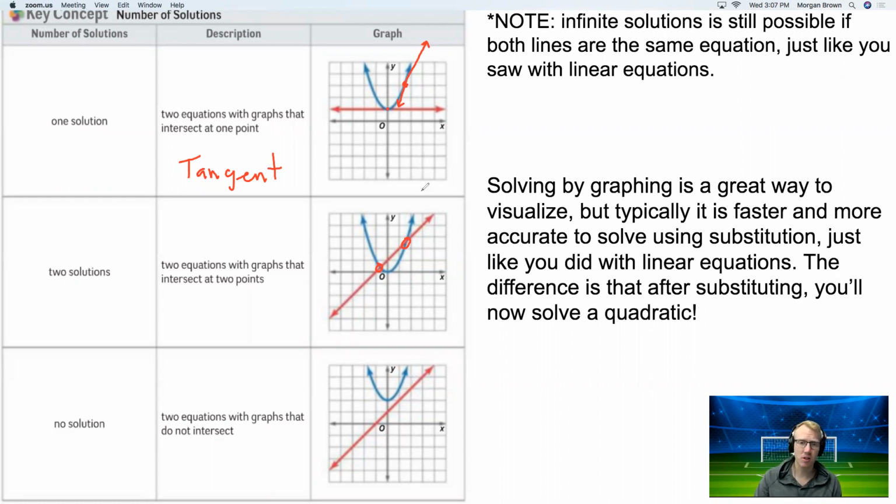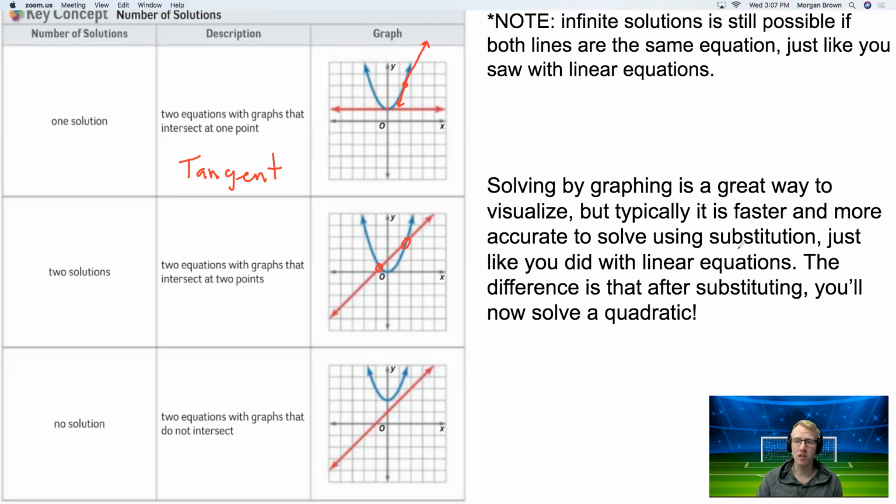But in general, doing a graph of a parabola and a line and then trying to figure out where they cross is not going to be the best way to solve these. In the same way that when we learned about systems of equations for linear equations, we learned about substitution and elimination as a quicker, more efficient way to solve them. And graphing was just a nice way to visualize or check. The same is going to be true here.